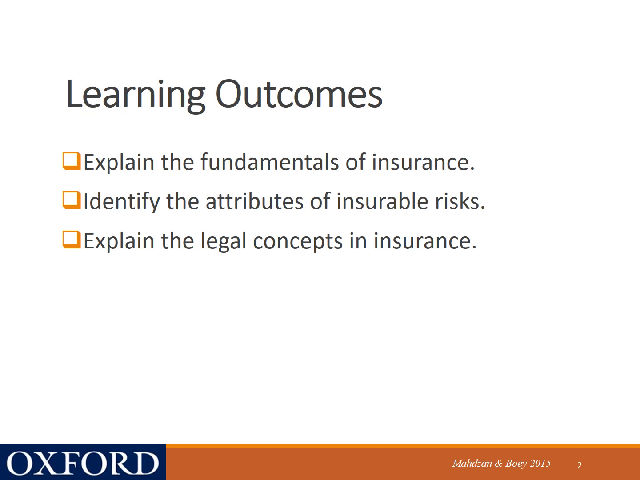Okay, there are 3 learning outcomes for this chapter. The first one is to explain the fundamentals of insurance. The second one is to identify the attributes of insurable risk. Here we will learn what are the types of risks that are insurable. The third one is to explain the legal concepts in insurance.